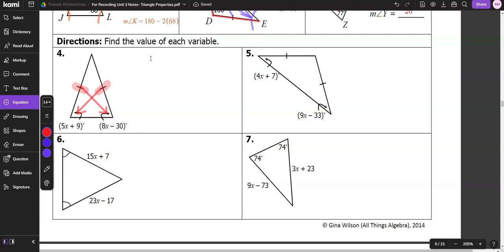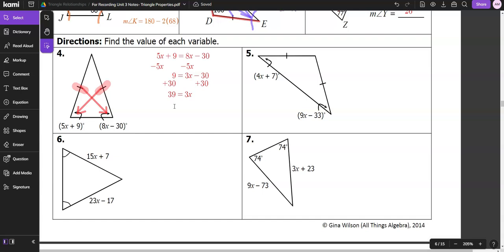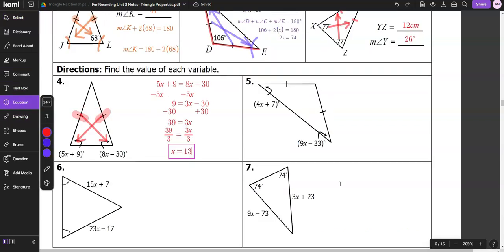So in order to solve for x here, I am simply going to set these two expressions that are the measures of these angles equal to each other. So that means I'm going to put 5x plus 9 is equal to 8x minus 30. And then I want to subtract 5x from both sides. And that's going to leave me with 9 is equal to 3x minus 30. And then I'm going to go ahead and add 30 to both sides. So that will give me 39 is equal to 3x. And then what I'm going to do is divide both sides by 3. And that gives us an answer of x is equal to 13.